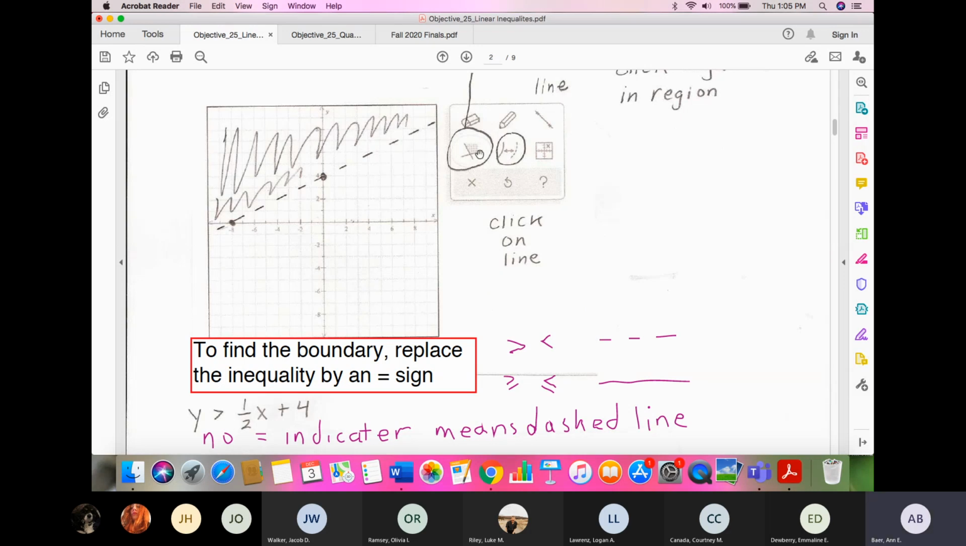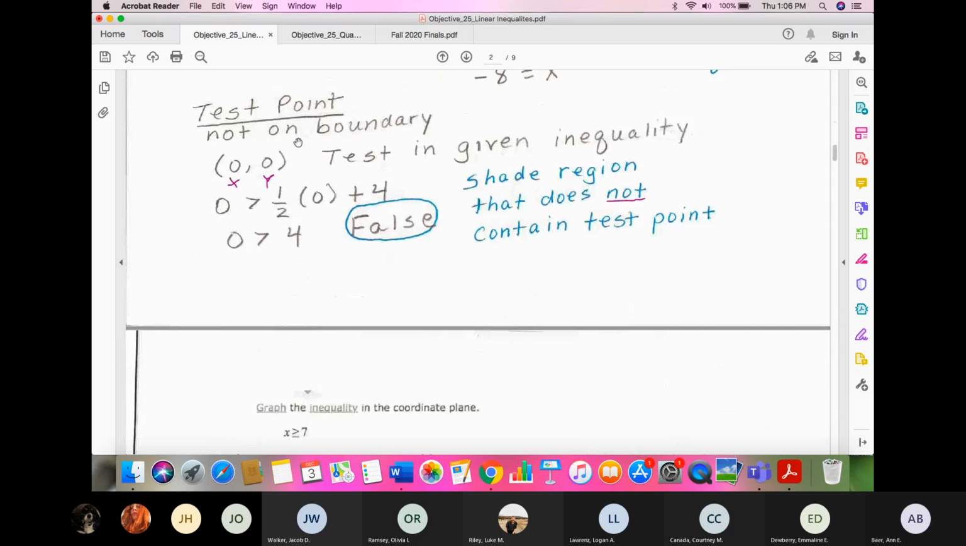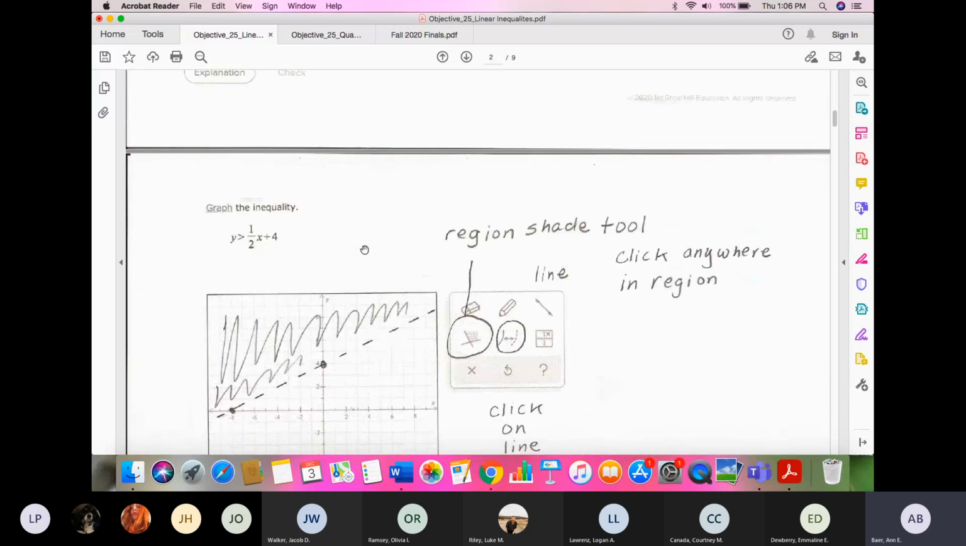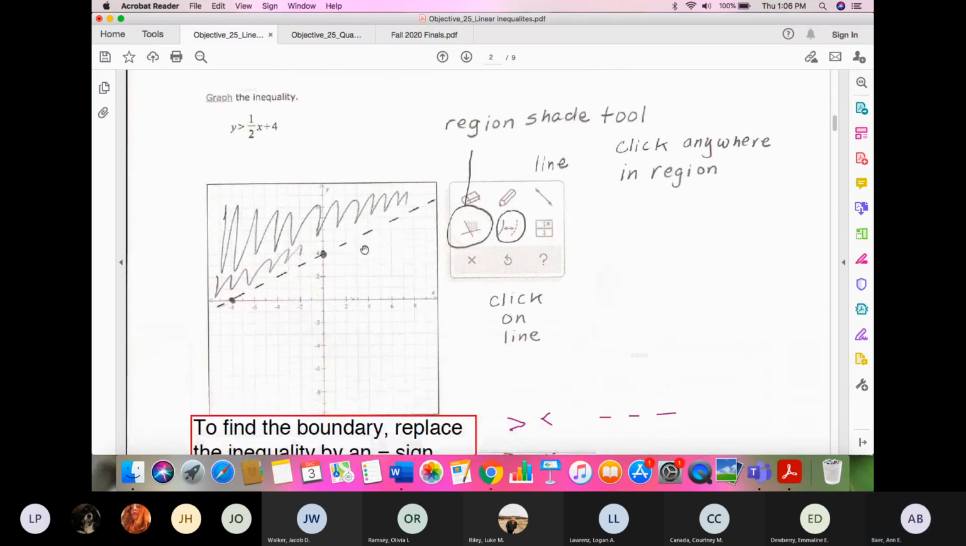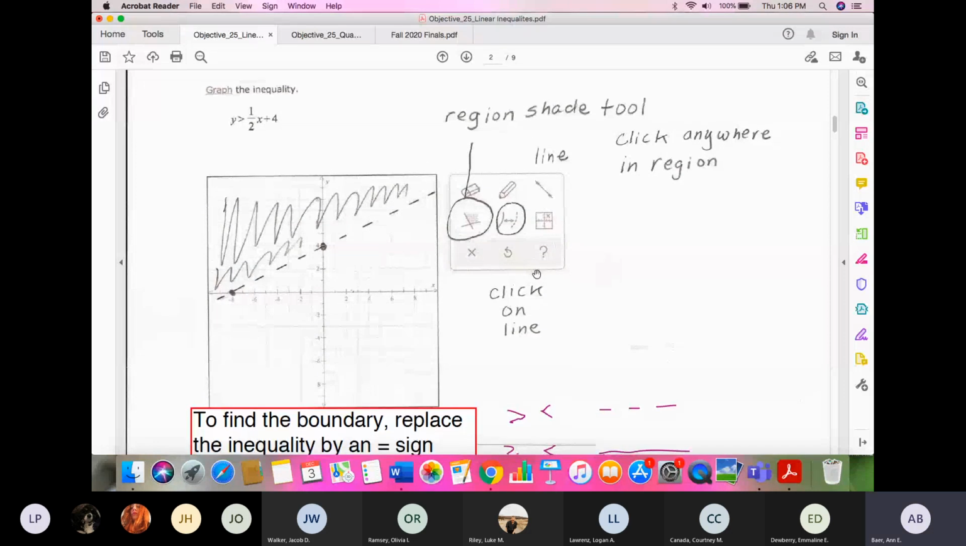So that's why we shade this one up here, because we got a false down here. So we want to shade the other side of the boundary, the side that's away from 0, 0. Any questions on this particular inequality, graphing this inequality? If you notice, this is in mx plus b form here.